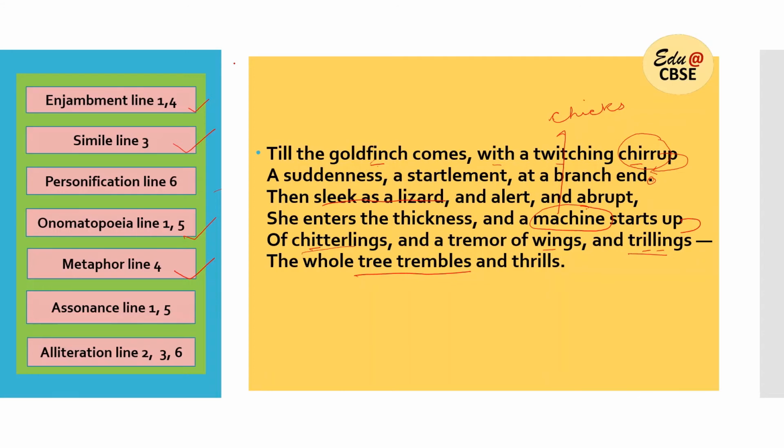We have alliteration in line 2: suddenness and startlement. So this is alliteration in line 2. Then line 3, it is alert and abrupt. Then line 6, we have tree and trimple, but we will not take this because this is a different sound, so it is not included. So these are the poetic devices from these lines. Now we move on to the next one.